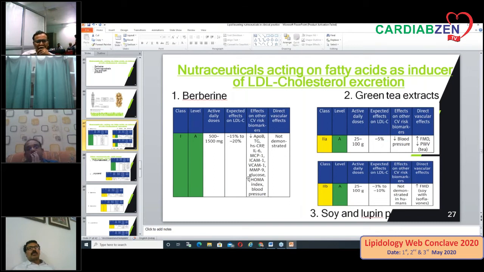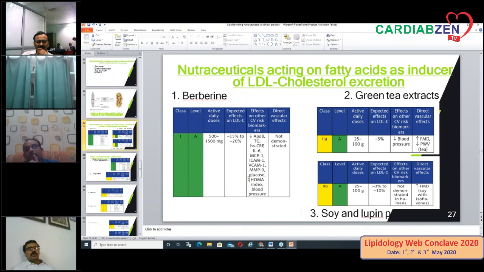And what about the green tea extract? Of course, if an active daily dosage of 25 to 100 grams is taken, there is a reduction in blood pressure, an expected reduction in LDL lipid lowering, and of course there is a direct vascular effect.